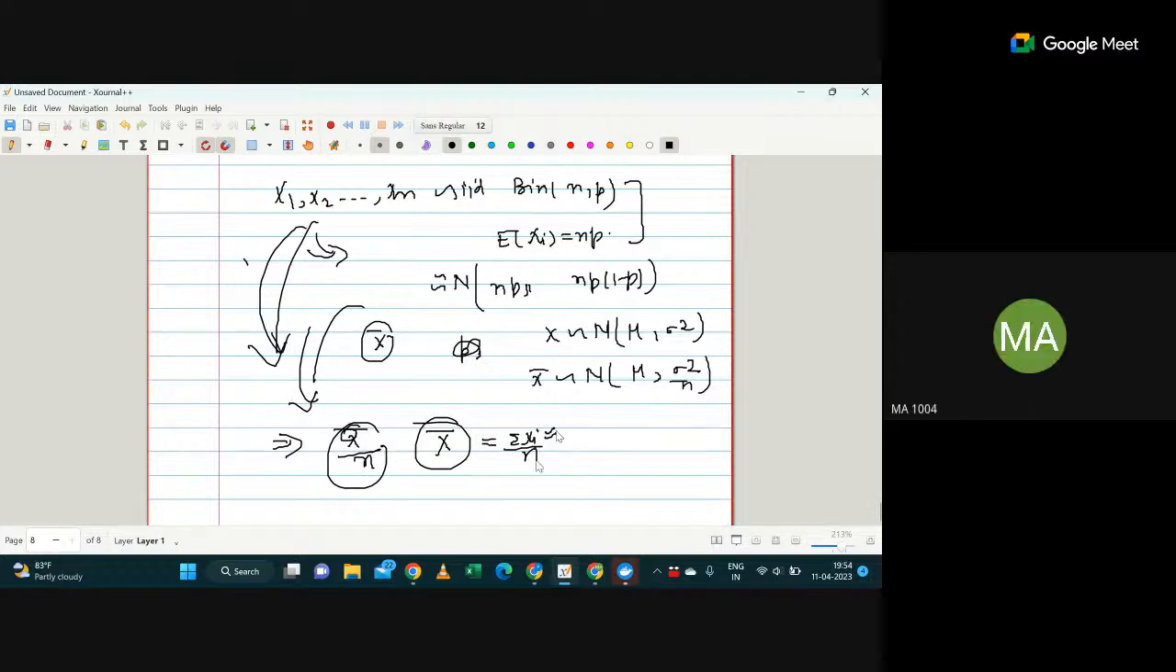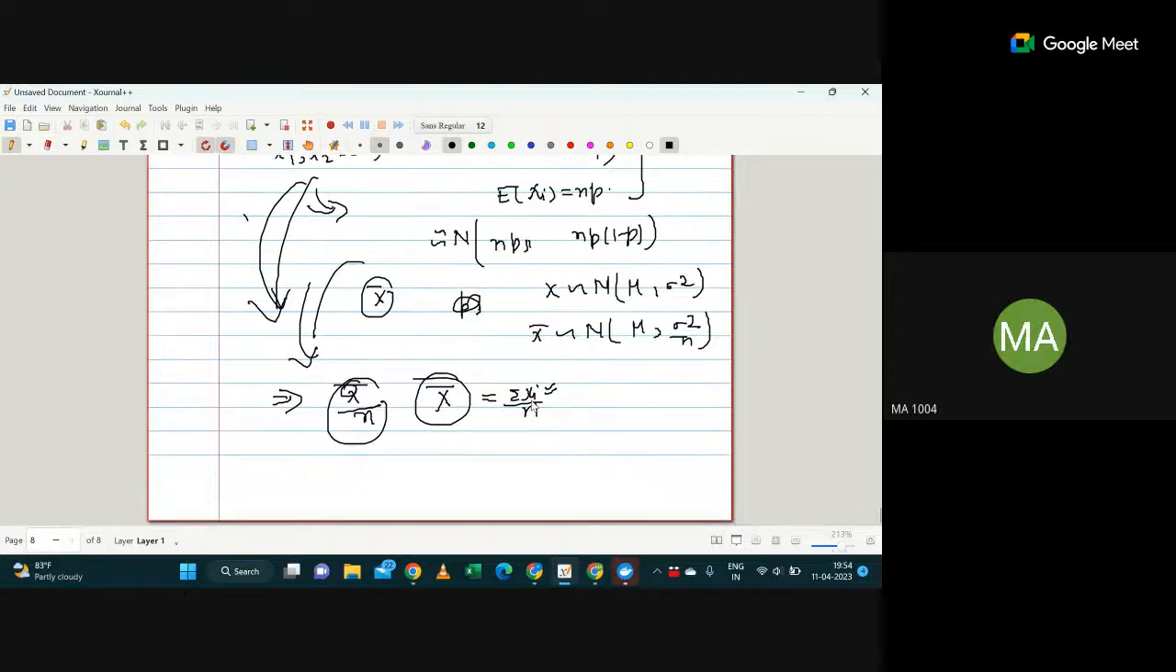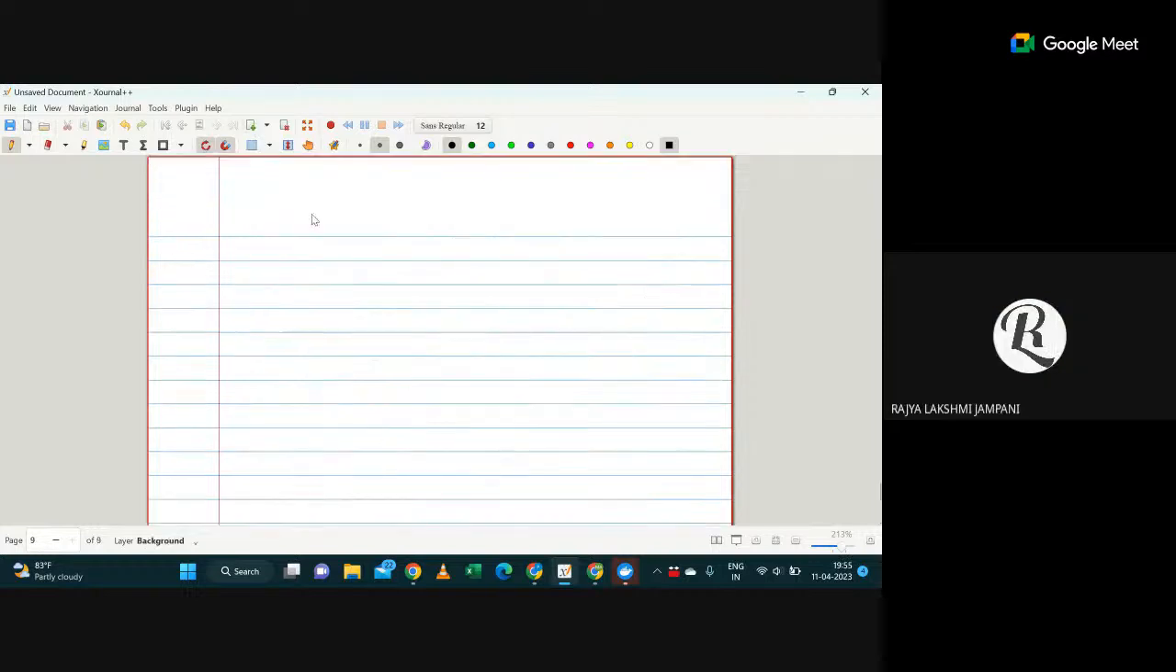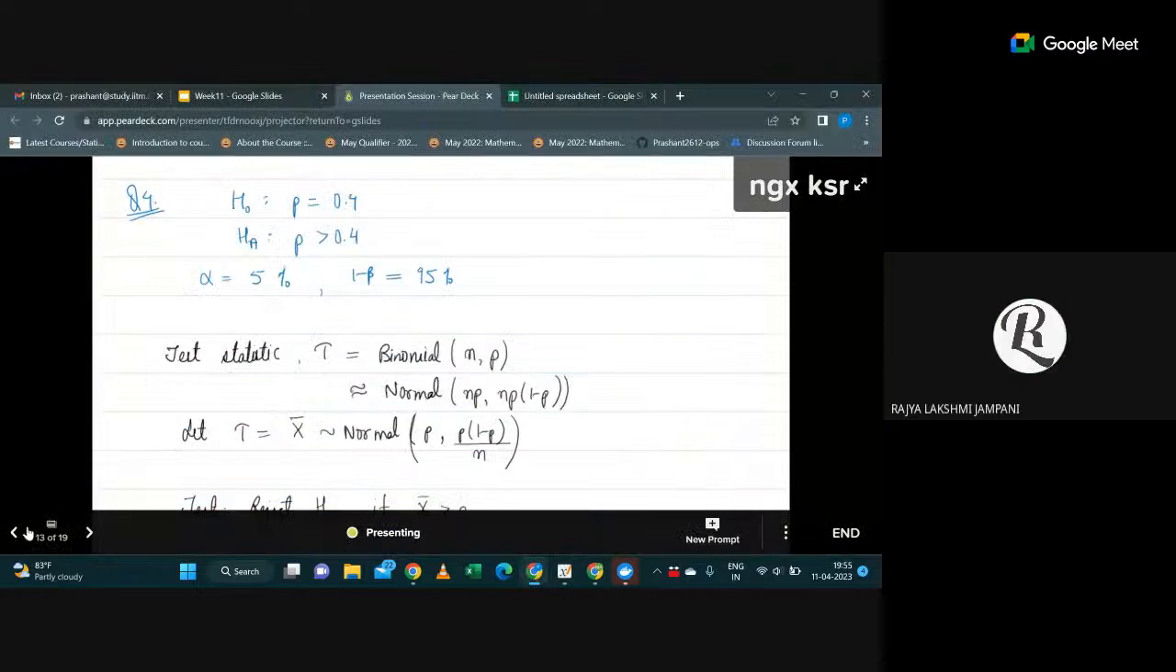If each xi is binomial, what will be the expected value of x bar? Okay, forget about this. I'm going to consider x bar for a large sample. For large samples, the expectation of x bar will be equal to the expectation of x, that means p. And what will be the variance? Each xi is something binomial n comma p. The expectation of xi is p, and the expectation of the sum is np, correct?